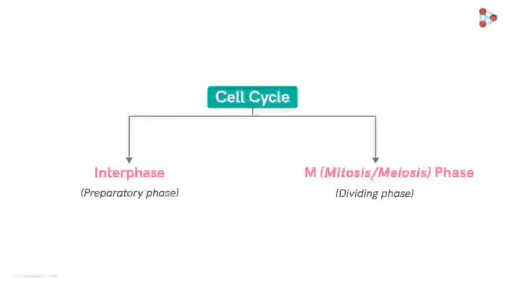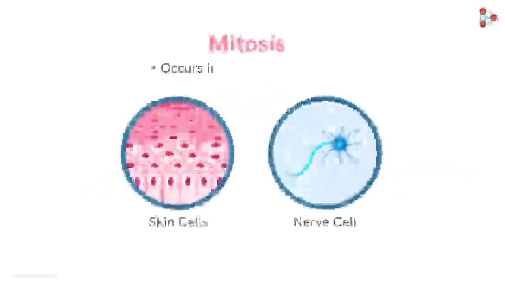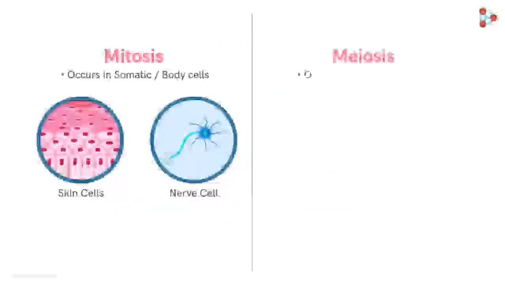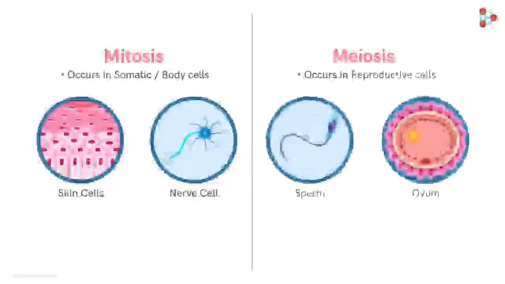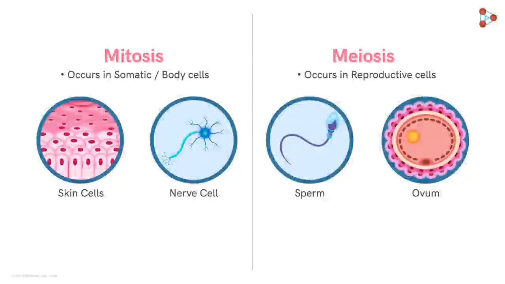Keep your eyes glued to the video to spot the differences between mitosis and meiosis. Let me help you with the first difference between the two processes. Mitosis occurs in somatic or body cells, while meiosis occurs exclusively in the reproductive cells. That means mitosis, occurring irrespective of whether the individual is a male or a female, gives rise to somatic cells which are exact copies of the parent cells.